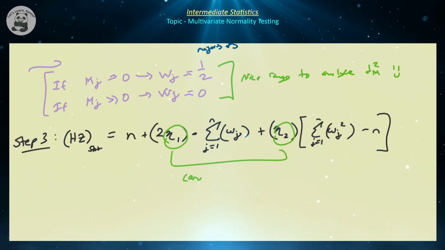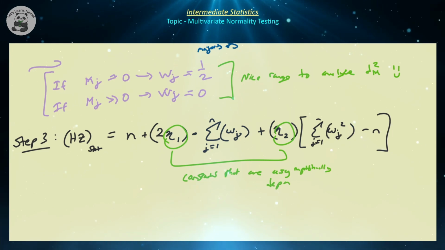These are constants that are asymptotically dependent only on the dimension you're working in. So for one dimension, you'll have eta 1, eta 2. For 2 dimensions, you're going to have eta 1, eta 2. For n dimensions, you're going to have eta 1 and also eta 2.